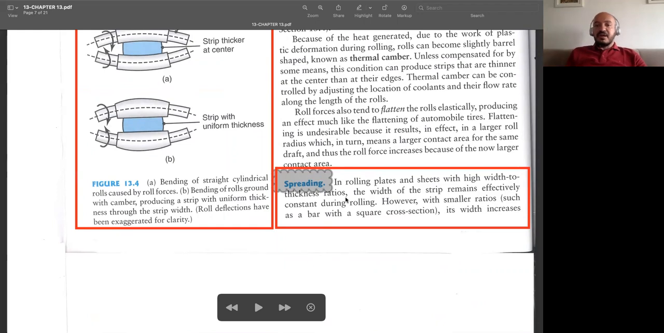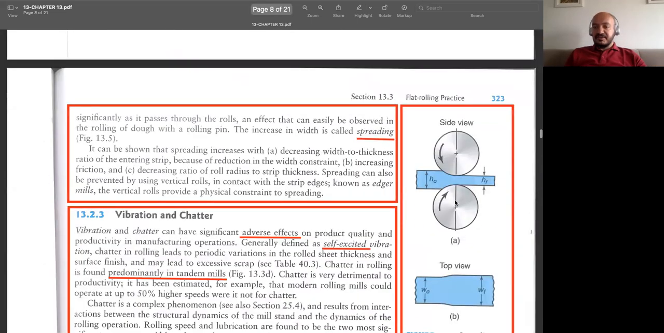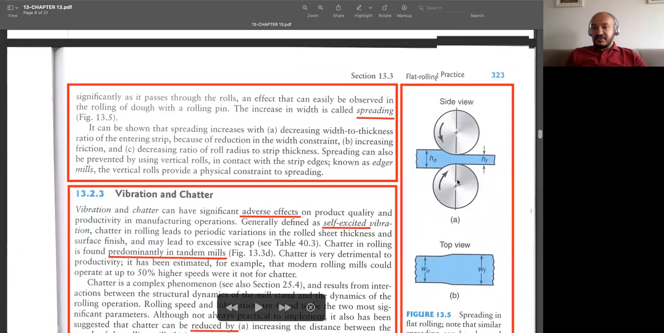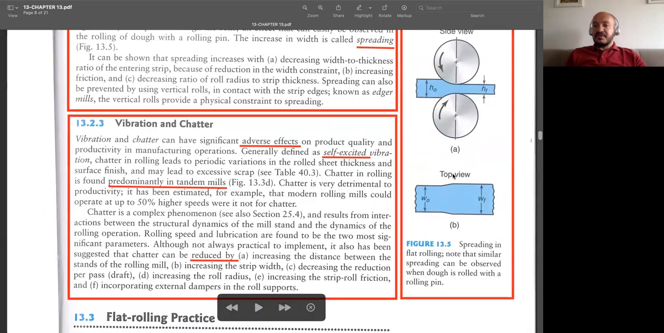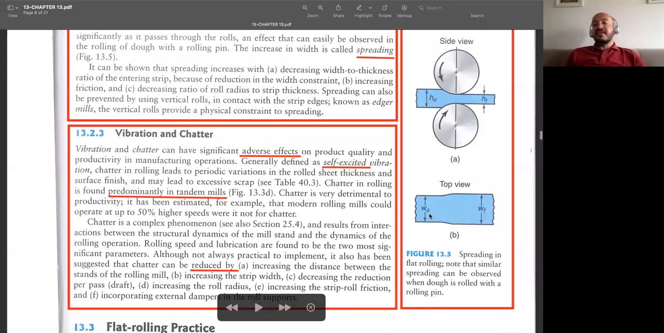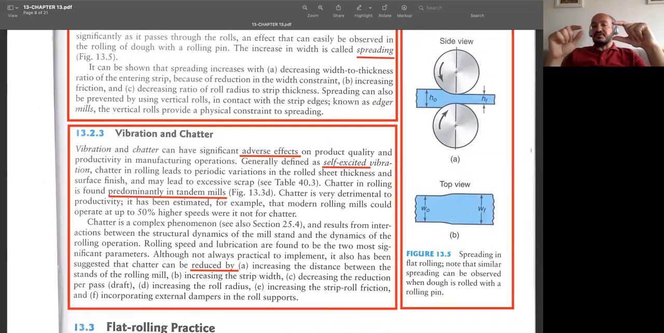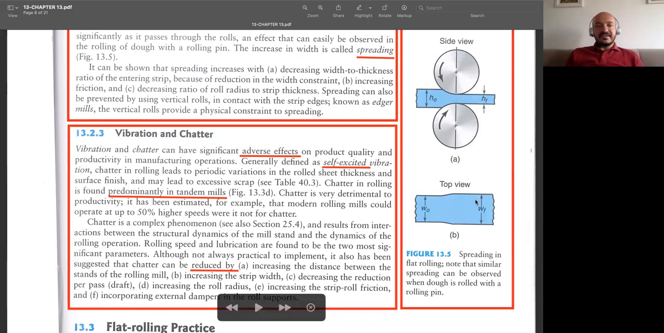Obviously, this may not be a surprise, since you know that once you decrease the thickness, its width will increase. You see here, for instance, this is a side view, and if you look at the top view, the initial width was W0, and now we are at WF, which is larger than the initial width. And this happens all the time, especially if you have high initial thickness to final thickness ratios. But if the ratio is not too high, then you have less spreading.